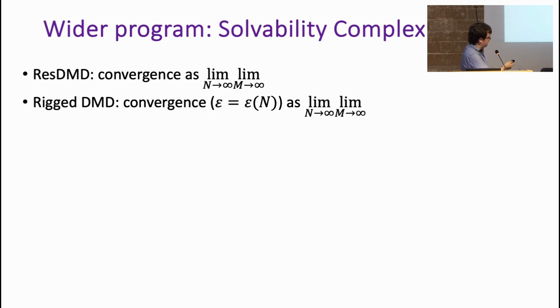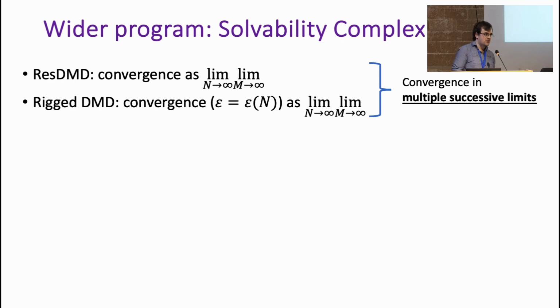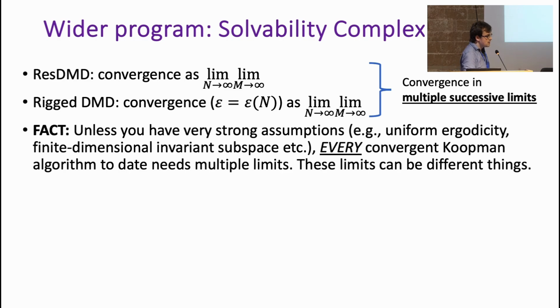RigDMD, again, 2 limits. You have convergence in multiple successive limits, and we've seen this in various algorithms today, that you have to take certain parameters to infinity in an order, and the order matters, okay, so they don't commute. So in Julia's talk, we had a very nice example where you could combine these 2 limits and choose, in that case, m dependent on n. But in general, that's very hard, and in fact impossible. So unless you have very strong assumptions on your dynamical system, for example, uniform ergodicity or a finite dimensional invariant subspace or control on the properties of F, every convergent Koopman algorithm to date needs multiple limits.